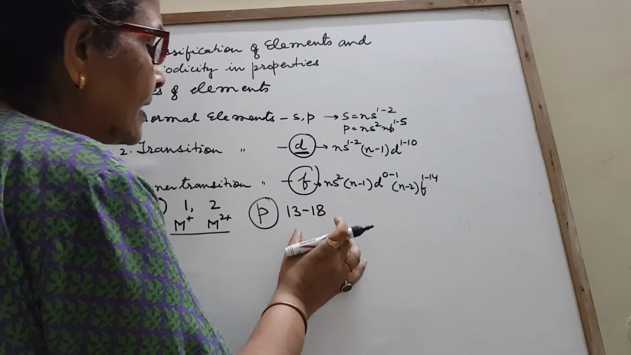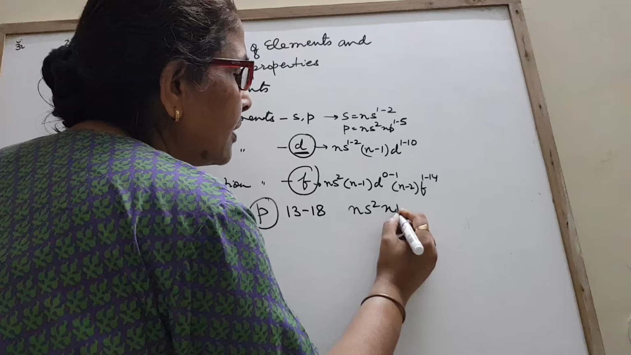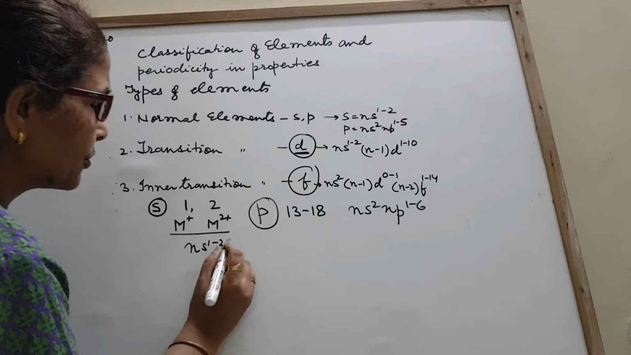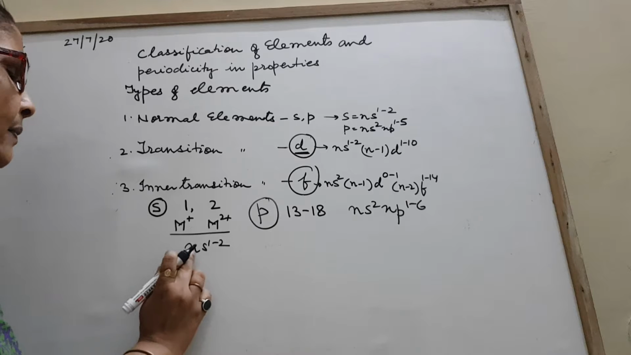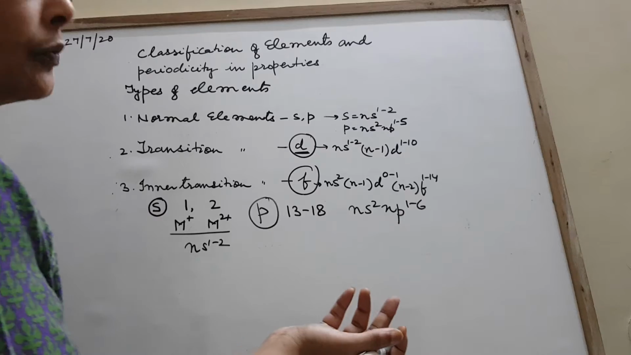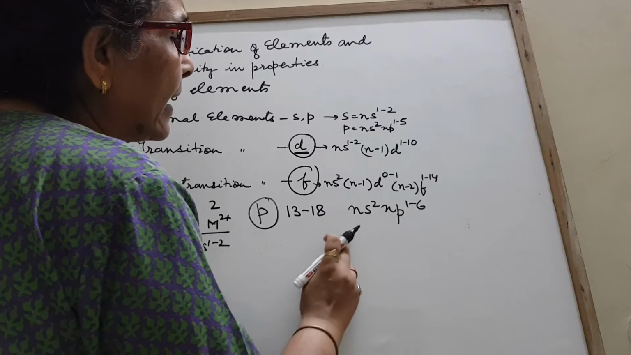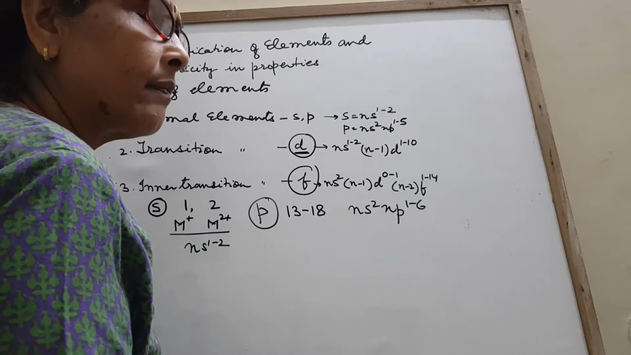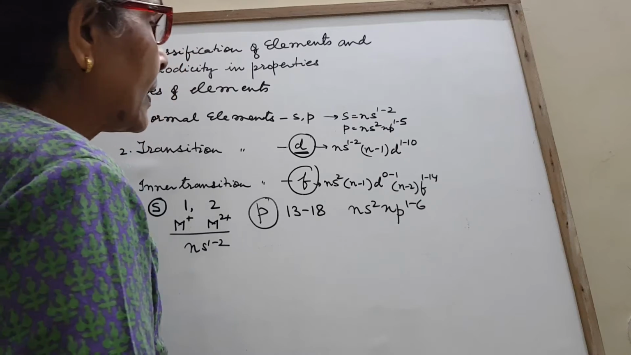All the elements of this block have the configuration ns2, np1 to 6. Here in S block they have configuration ns1 to 2. Just 2 groups are there, so ns1 to 2 because they belong to S block. So n means the number of shell, and S has either 1 or 2 electrons, it can never have more than 2. So the elements of S block have configuration ns1 to 2 while P block have ns2, np1 to 6. All 4 types, metals, non-metals, metalloids and inert gases, are present there, right?